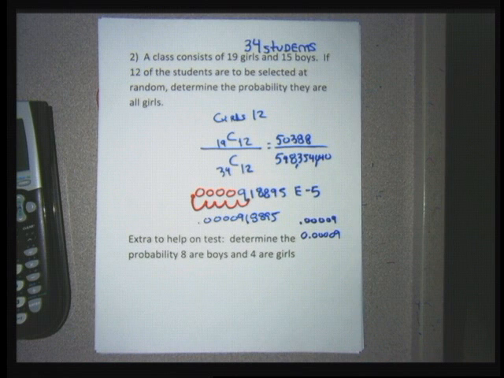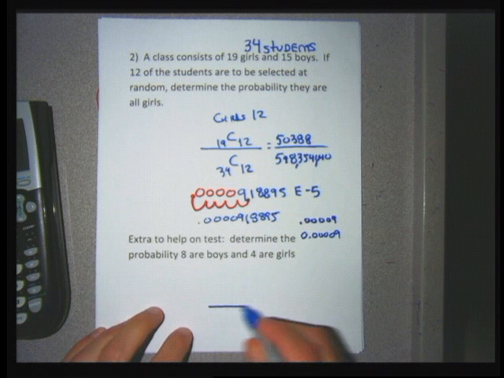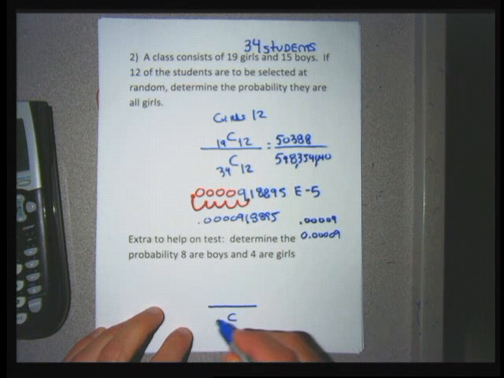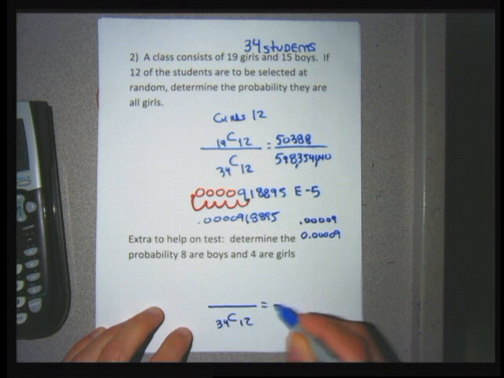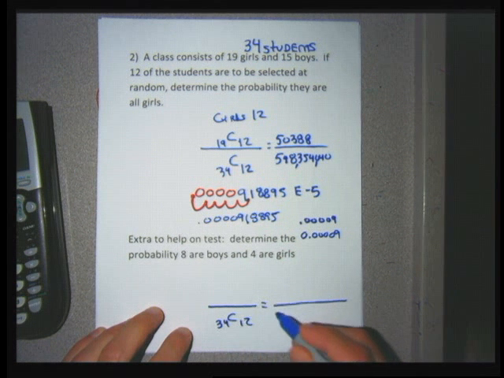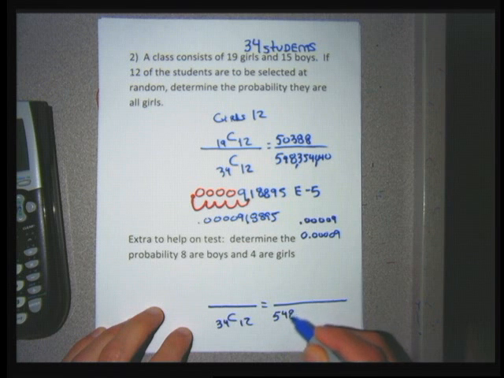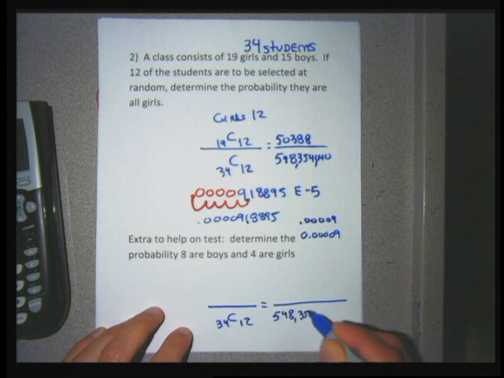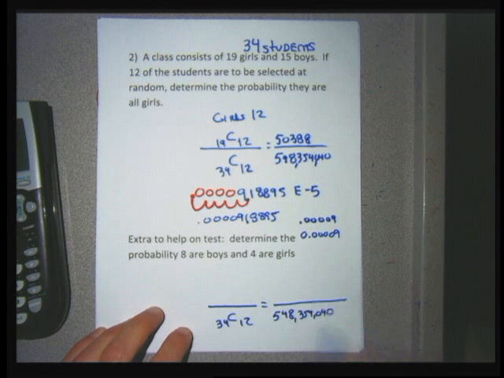So I threw down an extra problem. The extra problem gives a more specific look, or a harder look to compute. The denominator is still the same problem, so I still can get any 12 of the 34 students. The numerator wants me to get 8 boys and 4 girls.